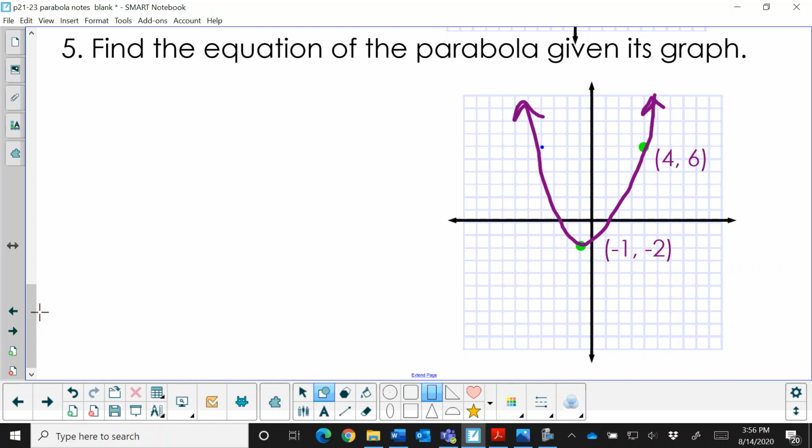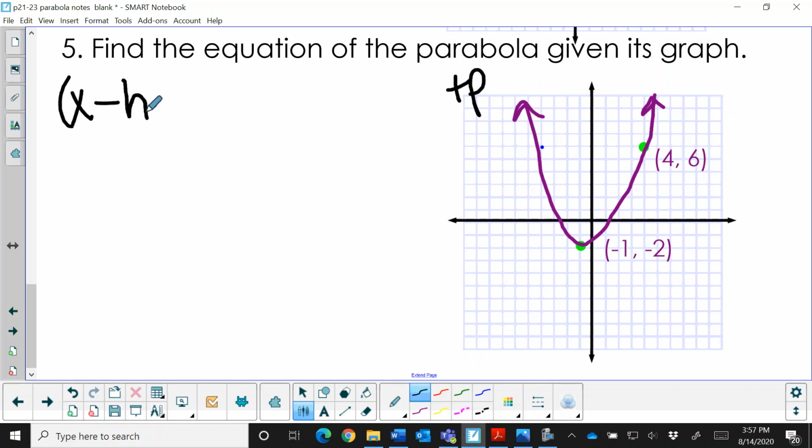Now let's look at our second clue problem. This time we're finding the equation of a parabola given its graph. And again, we need to think about the skeleton equation. So this is an up facing. So I know it's going to be an x squared. And since it's an up facing, it's also going to have a positive p. So I'm going to write the skeleton equation, x minus h, this is the squared portion, is equal to 4p. And we just decided this is going to be positive times y minus k.